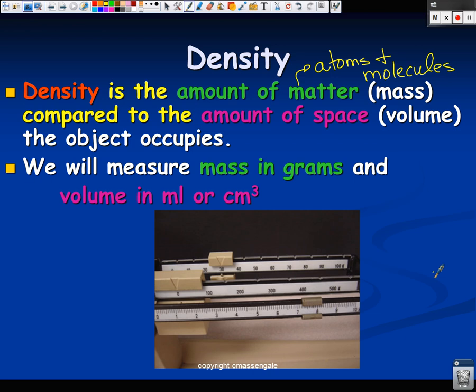H-O, hollow. Okay, very good. It's a hollow thing. Well, let's think about it. If we took the densities of those two things, which one would be more dense? Bowling ball. That's common sense, but let's think about it from this perspective.